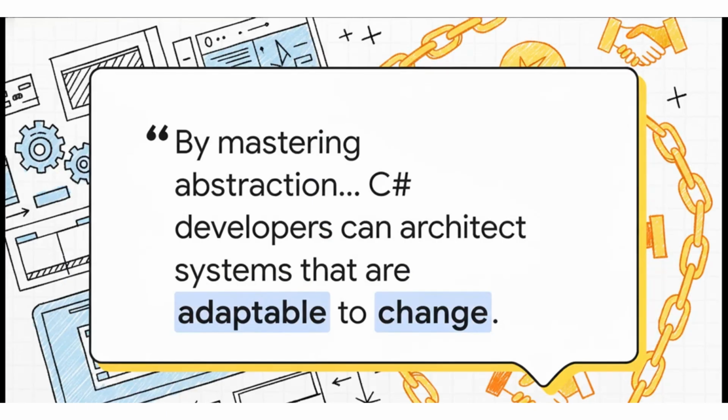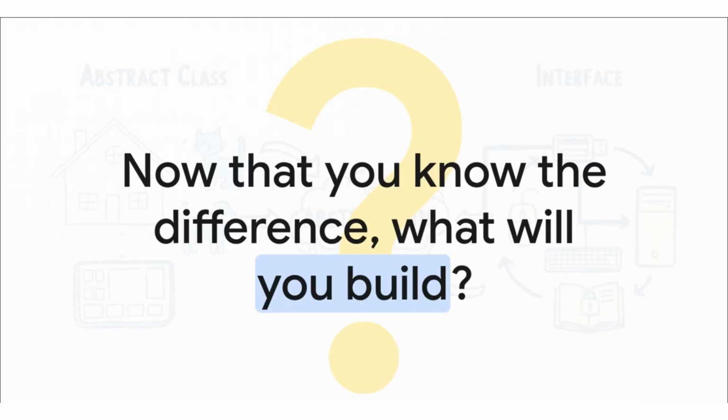You know, this quote from our source material just hits the nail on the head. Mastering abstraction is what separates a coder from an architect. You stop just making things work, and you start designing systems that are truly adaptable and ready for whatever crazy feature request comes next. So the question isn't really which one's better. That's the wrong question. They're both fantastic tools. The real question is, for you, now that you know the difference between the blueprint and the contract, what amazing thing are you gonna build?